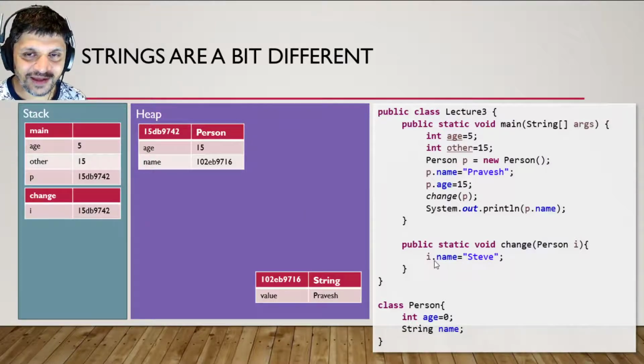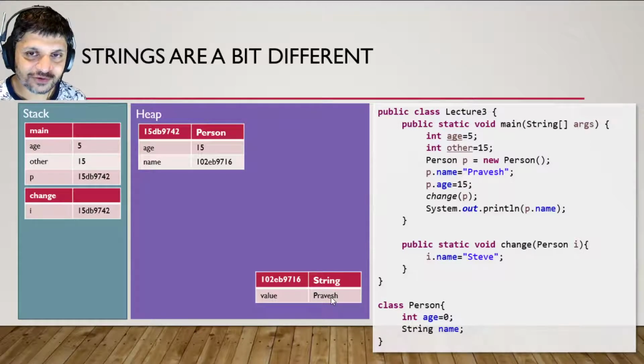Now when I say i.name equals Steve, you may think that I can just change this string to Steve. But in Java, strings are immutable. They cannot be changed. One of the reasons is because memory has been allocated, and the right amount of memory has been allocated. So let's say it was Pravesh, and I said i.name equals Pravesh is really cool. Then that would be a longer string, and potentially I don't have enough space to put that here, right? So strings are immutable.